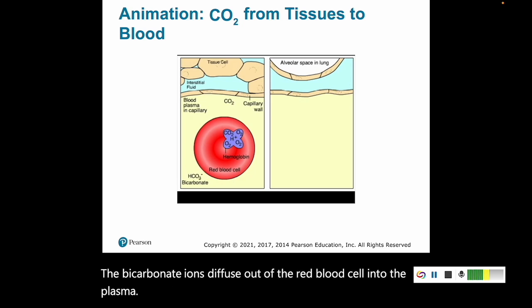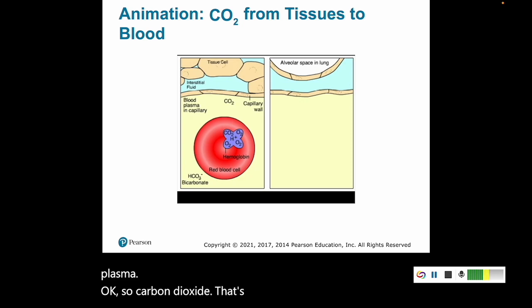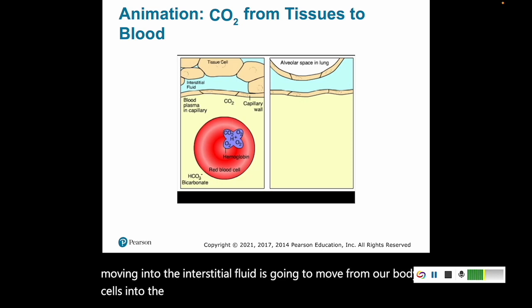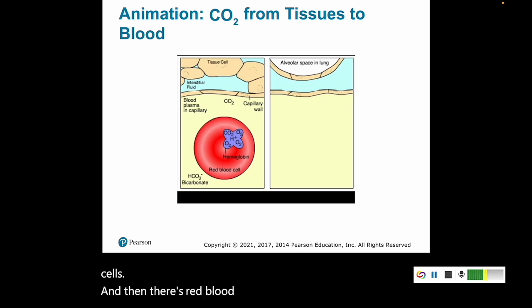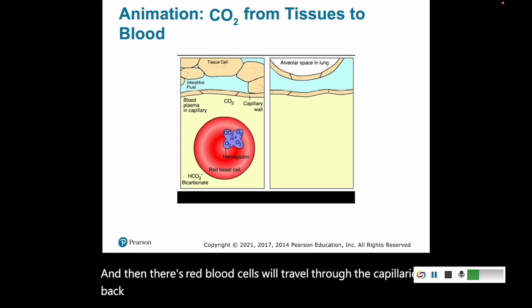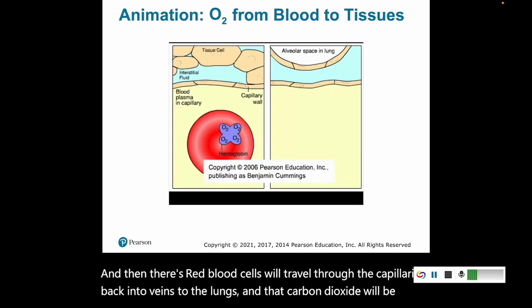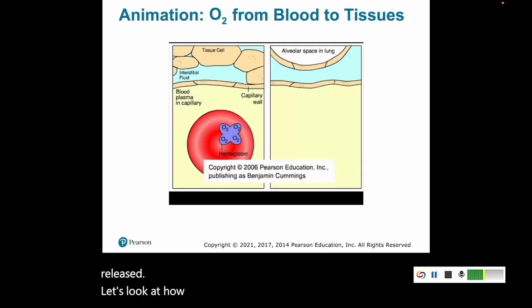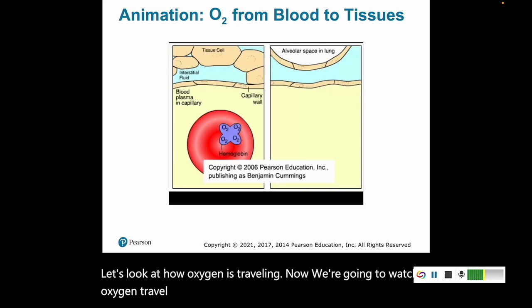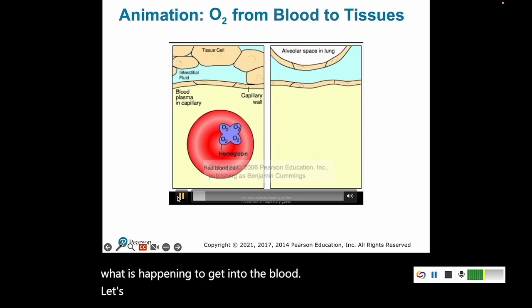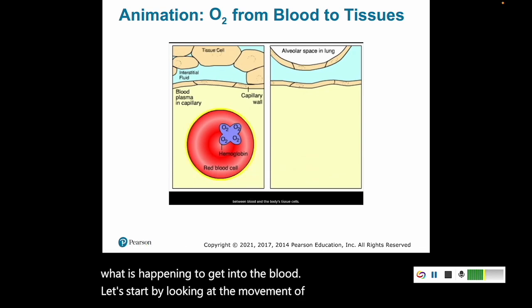Okay, so carbon dioxide that's being made in those body cells, moving into the interstitial fluid, is going to move from our body cells into the capillaries, be picked up by the red blood cells. And then those red blood cells will travel through the capillaries back into veins to the lungs, and that carbon dioxide will be released. Let's look at how oxygen is traveling now. We're going to watch oxygen travel from blood to tissues, and then we're going to see what is happening to get into the blood.